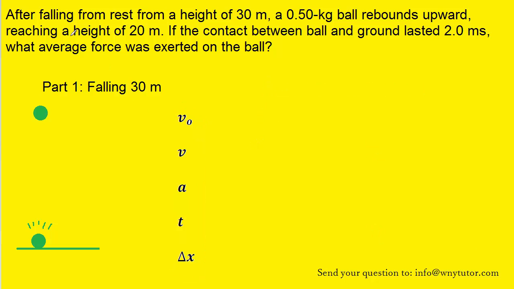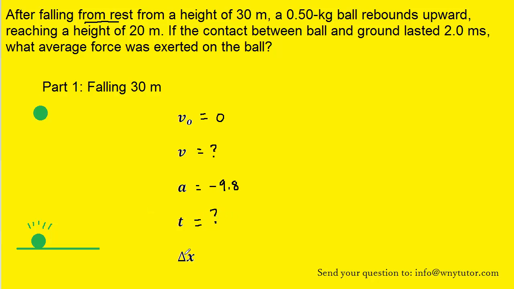Now in part 1, the ball is released from rest, so its initial velocity will equal 0 meters per second. We don't yet know the final velocity, so we'll leave that as a question mark. The acceleration will be negative 9.8 meters per second squared because the object is in free fall, and any object in free fall will have an acceleration of negative 9.8. The time that it takes to get to the floor is unknown, so we'll leave that as a question mark.